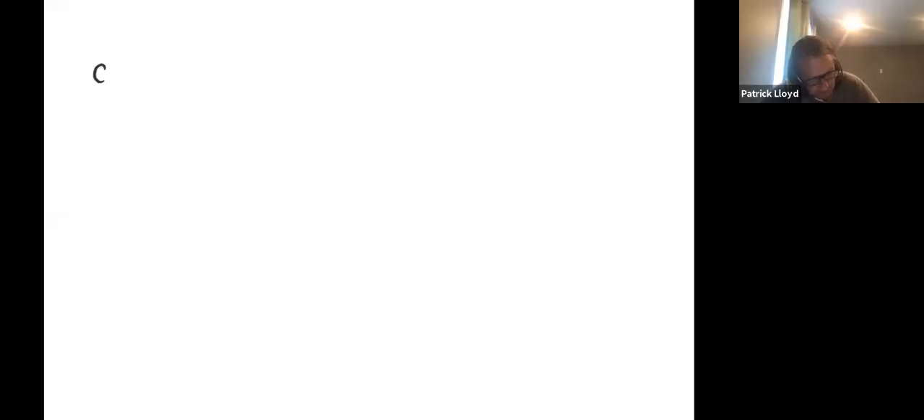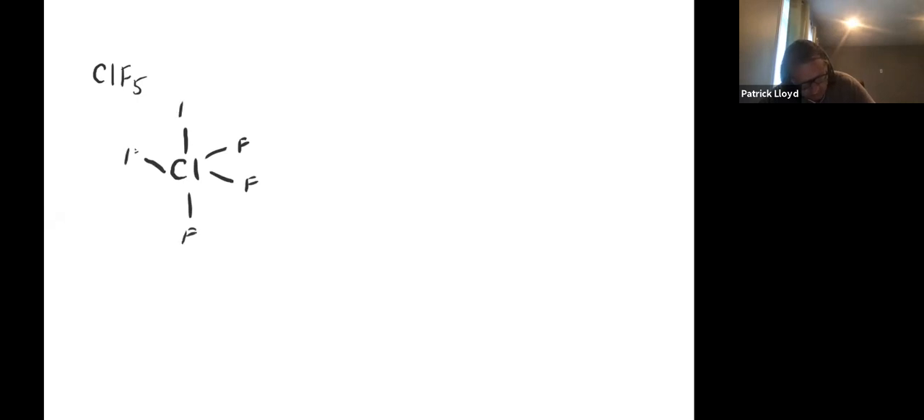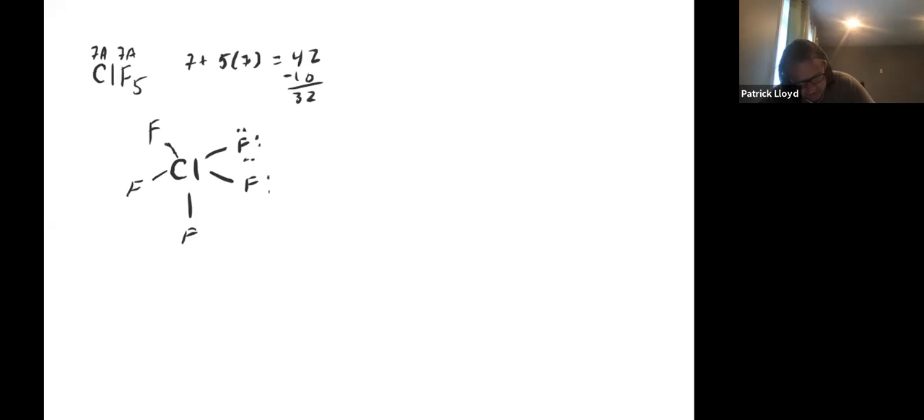So ClF5. Again, you got to draw the Lewis structure first. So chlorine in the center. You got 5. 1, 2, 3, 4, 5. Let's draw that a little neater. Count up. Now these are both in group 7A. So 7 plus 5 times 7, 42. We've already done 10, so that's 32. So if you get good at counting by 6s, 6, 12, 18, 24, 30, right? You'll find that, hey, there's an extra 2 because it's 32, but putting 6 on each fluorine gives you an extra 2. So there you go.